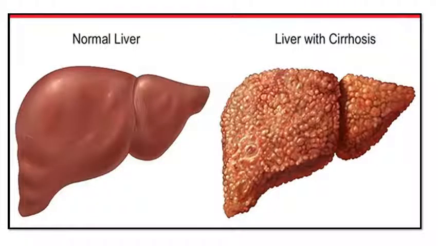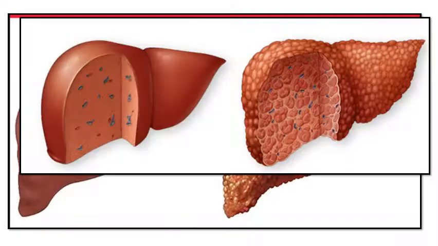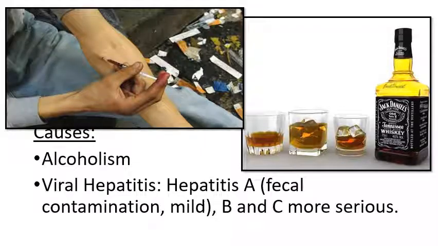All right, here on the left we have a normal liver, and on the right we have a cirrhotic liver. So you can see that this nice smooth liver tissue has been replaced by this bumpy scar tissue. Let's have a look inside it. And so here we have all of this scar tissue inside the cirrhotic liver. As I said, the causes are alcoholism and hepatitis.